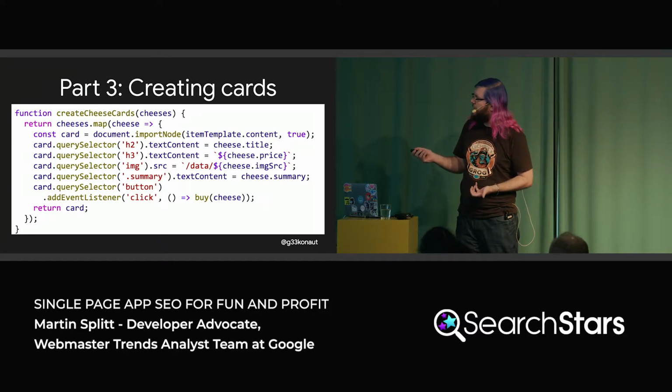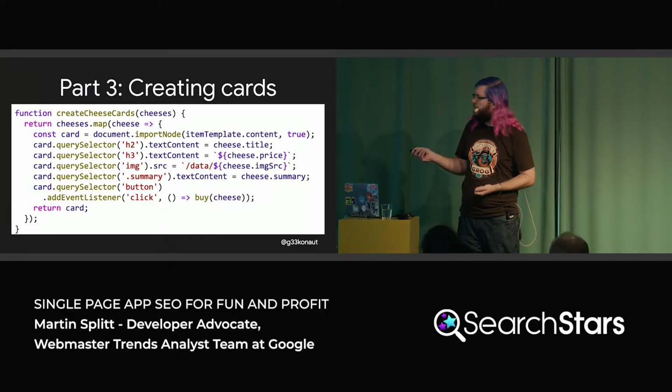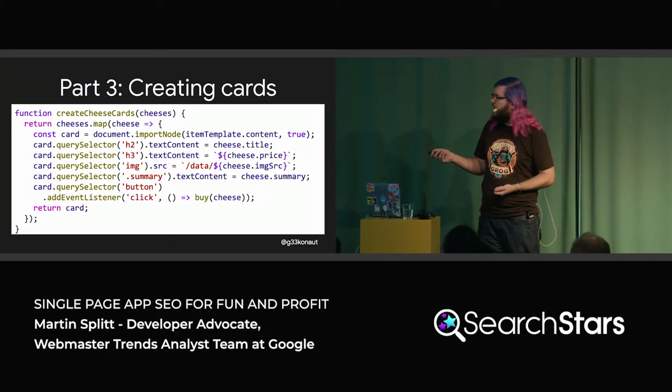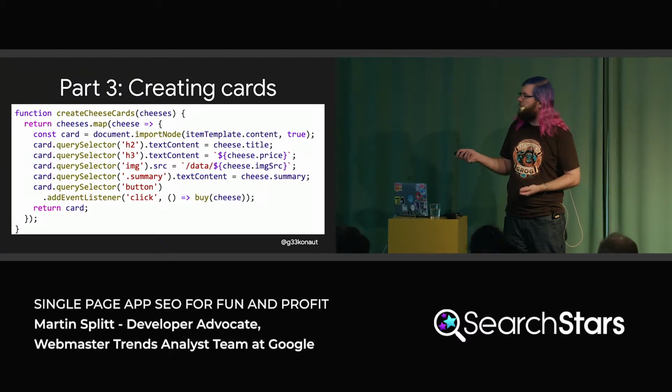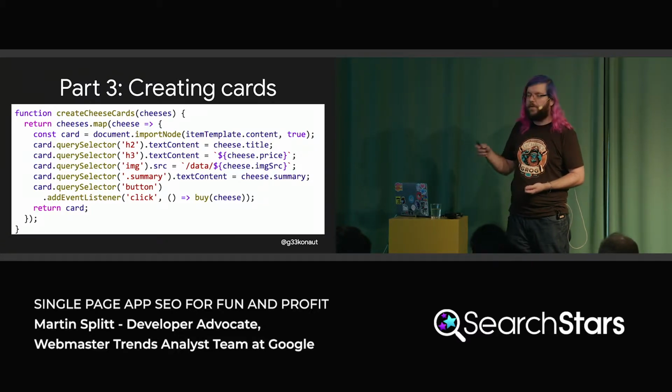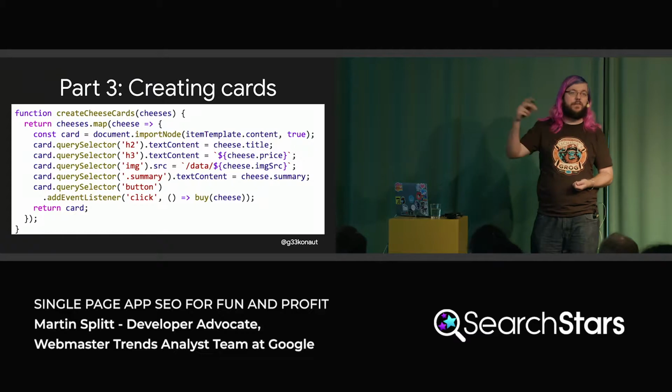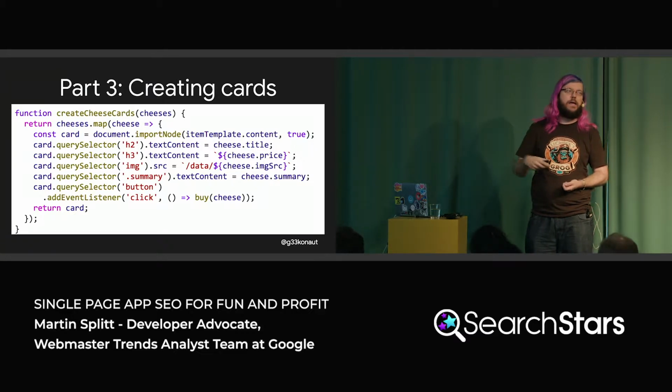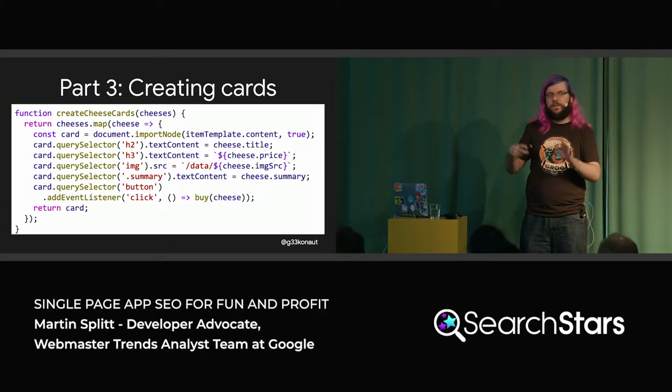We are grabbing the template that I showed earlier on. Then we are putting in the cheese title, the cheese price, the image that we have for this cheese, and some summary text for each of these cheeses. Then the button: whenever we click it, we call the buy function that lives somewhere else and actually puts it in the cart. And then maybe we have a cart somewhere where you can proceed to payment and then pay and whatnot.